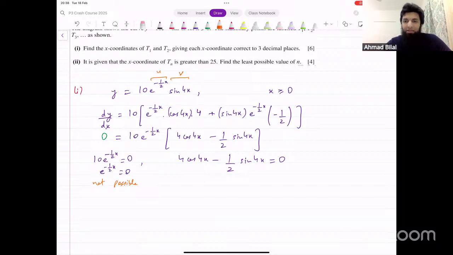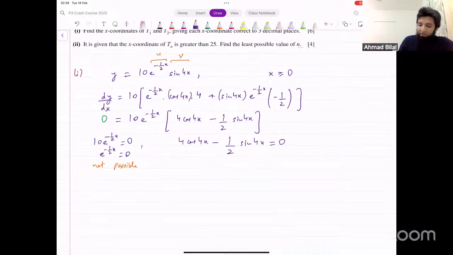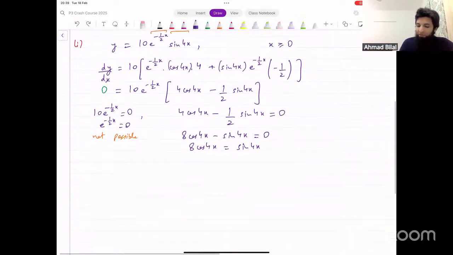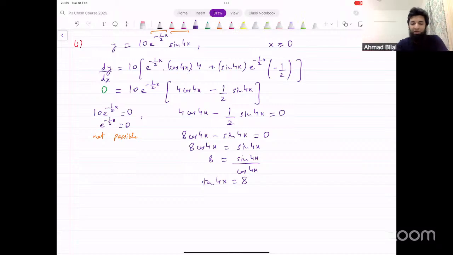Okay, now let's look at the second equation, the one on the right side. How do we solve this equation? We can first simplify this by multiplying by 2, so that it becomes 8 cos of 4x minus sine of 4x equals 0. What we can do now is we can say it becomes 8 cos 4x equals sine 4x, divide cos 4x on the other side, and that will convert to tan, right? Sine 4x divided by cos 4x equals 8. And we have tan 4x equal to 8.